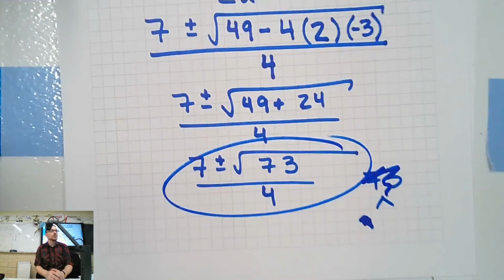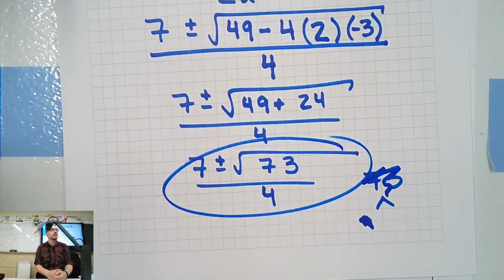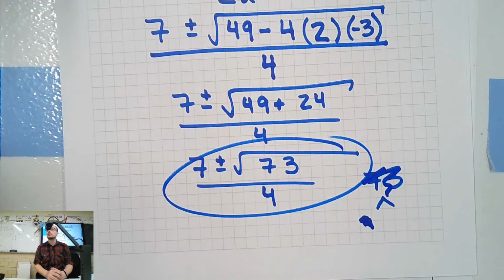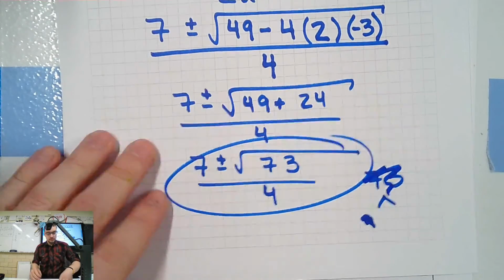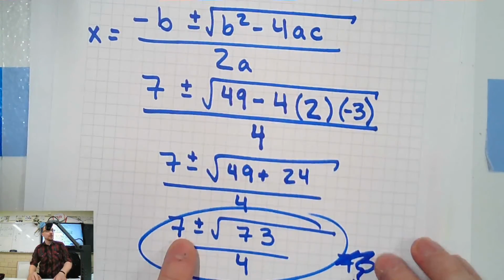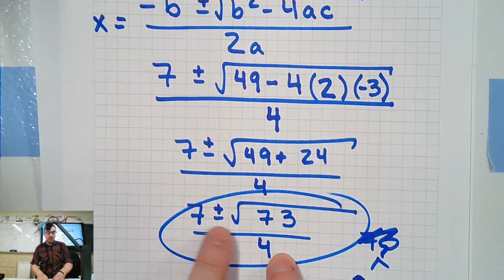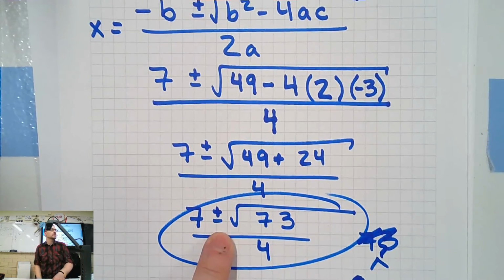Why make it more complex? You could estimate that, type it in a calculator, and you'd round it, and my answer would be more correct because you'd have to estimate, right? Why do extra work to be less accurate? Both versions. You could write it out 7 plus root 73 over 4, right? And 7 minus root 73 over 4, or you can just leave it like this. It covers both, right?